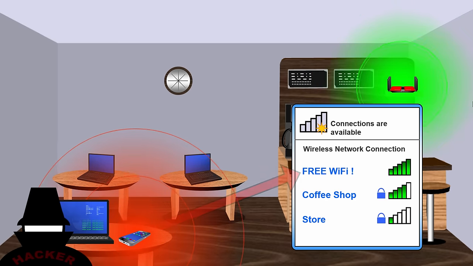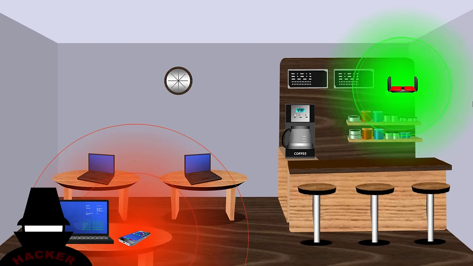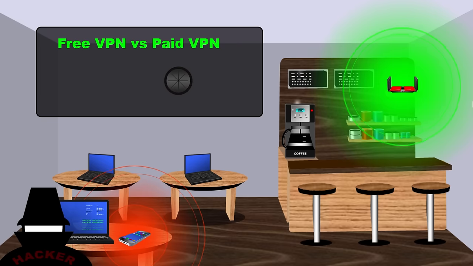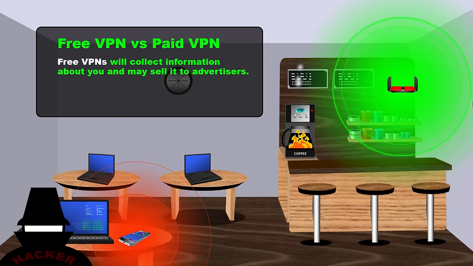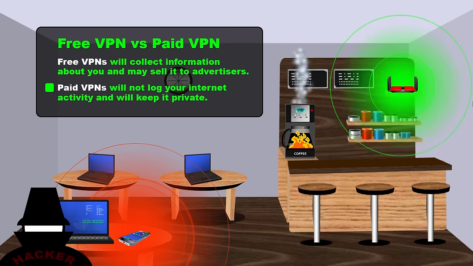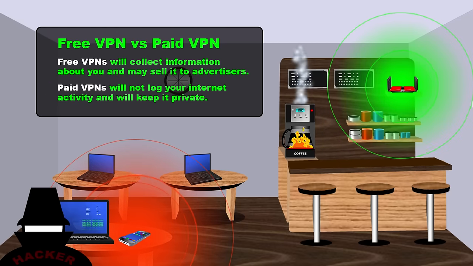VPNs can be used on all of your devices, such as desktops, laptops, tablets, and smartphones. Now, some VPN providers are free, and some you have to pay for. The major difference is how they treat your internet activity. Free VPNs will collect information about you. They will log your internet activity and could sell it to advertisers. But paid VPNs are more secure. These generally will not log your internet activity and they will keep it private.